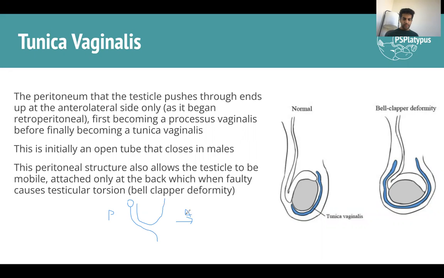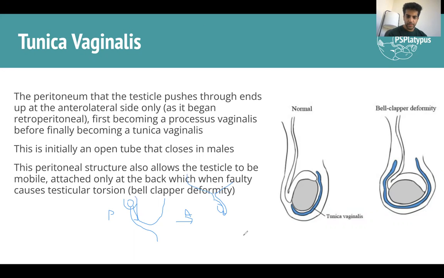Now, your tunica vaginalis is what the peritoneum is called, and it first becomes a processus vaginalis, which is open, and then it closes off and becomes a tunica vaginalis. So the way this forms is as the testes are moving down here, the peritoneum comes down with it, but instead of going around it, instead of forming a layer around the testes, it sort of attaches to the front and it gets pulled down like this. I hope that makes sense.